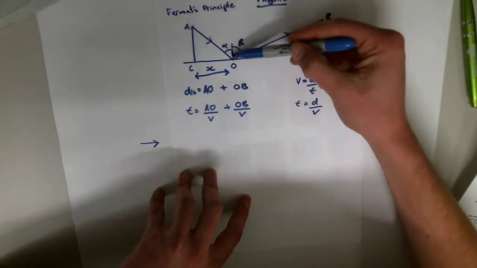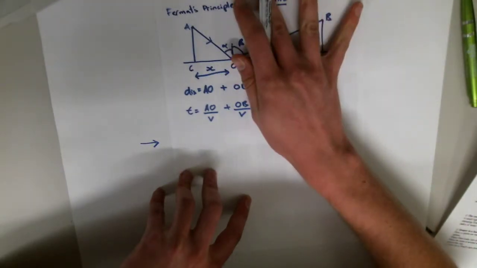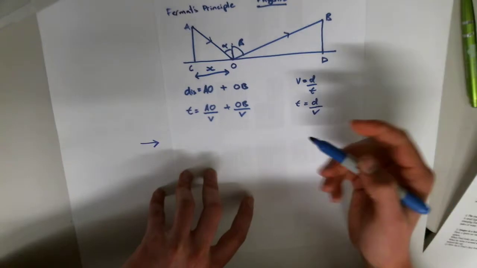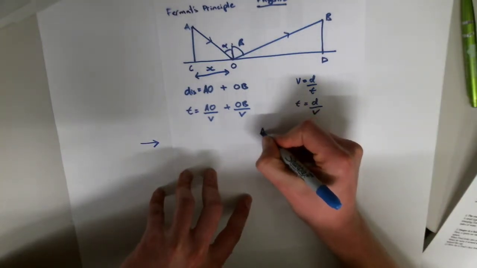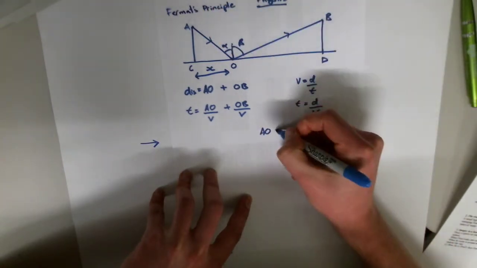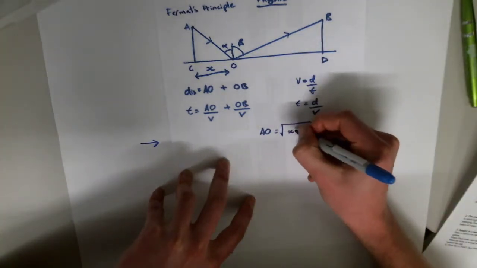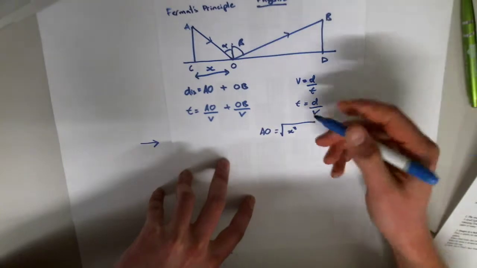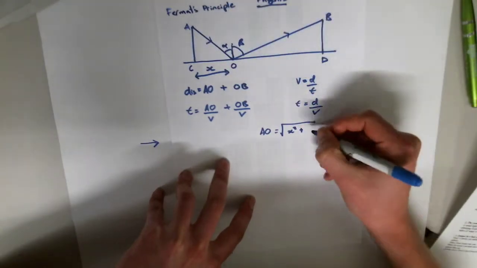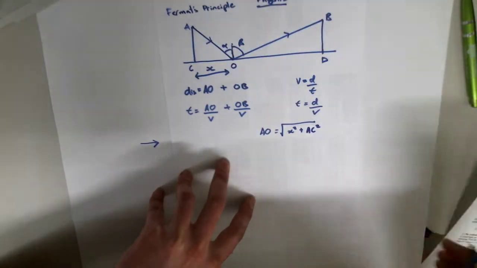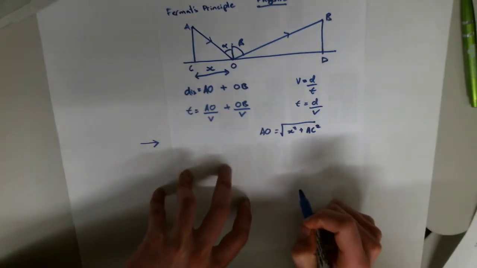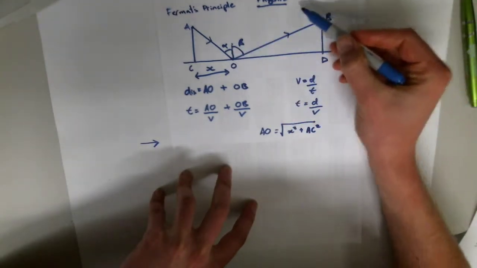So for starters, let's take a look at this triangle here. Ignore this one for the moment. Using Pythagoras, we can write that AO, the length of this side here, is just the square root of the sum of the squares of the other sides, which is x squared, that side there squared, plus AC squared, like that. And we can do exactly the same for this triangle here.